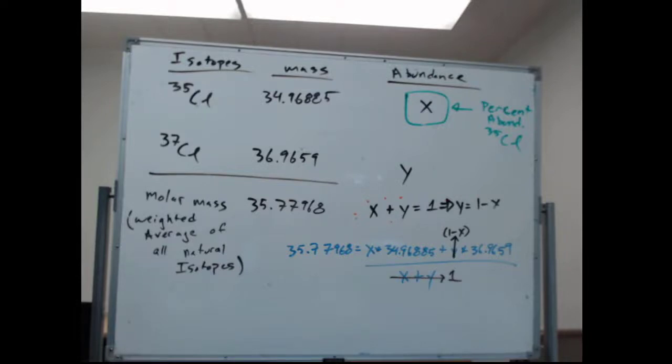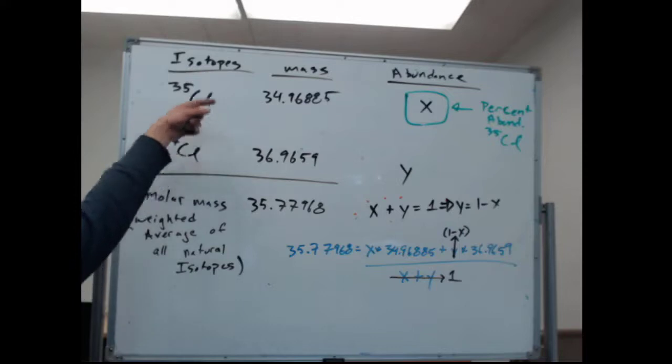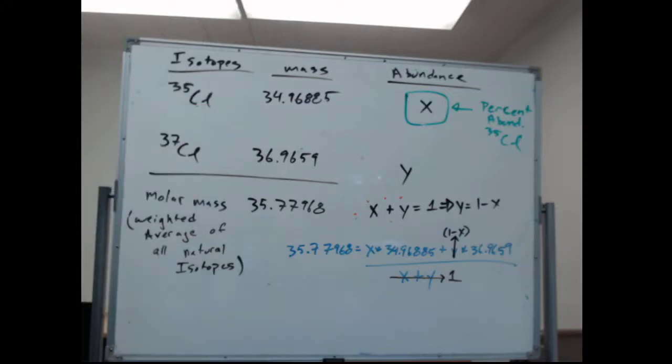And then those abundances are given in the problem? They're not given. That's what we're trying to solve for. X and Y are the abundances? Yes, X and Y are the abundances we're trying to solve for. And you're multiplying by the AMU of each one? We can do it in terms of the AMU that are given or the grams per mole that are given.